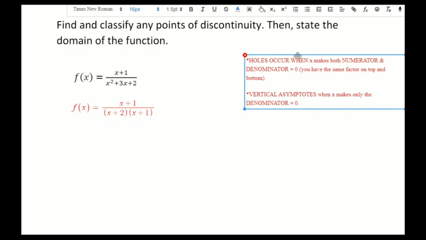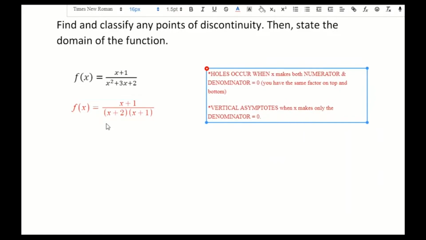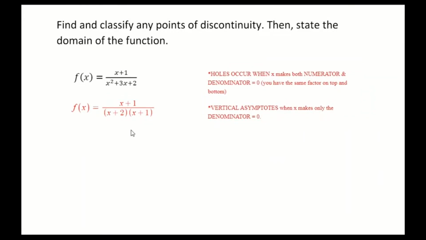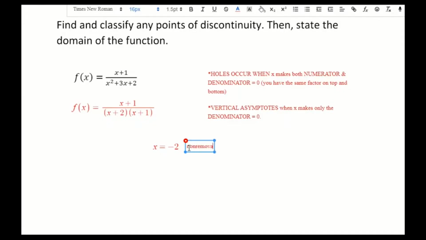Okay, so what we want to look at here is the two values that are going to make the denominator 0, and then just kind of ask ourselves, well, is that going to be a hole or a vertical asymptote? So I've kind of already answered that here. X equals -2 is a hole, so that is going to be a point of discontinuity. Okay, so x equals -2. Let's classify that. We have a hole there. I'm sorry, not a hole, but a vertical asymptote. So that is a non-removable discontinuity.